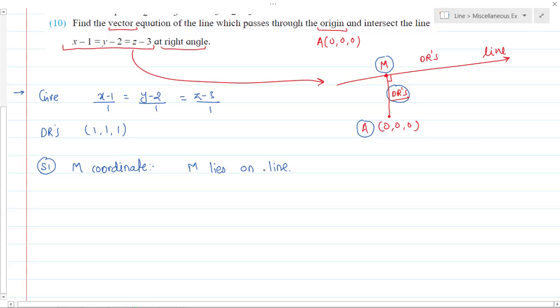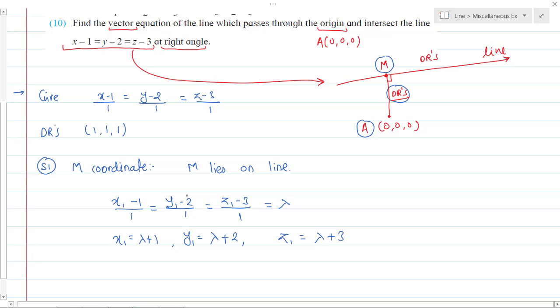therefore it should satisfy the equation of the line. So let's take (x1 minus 1) upon 1 equals (y1 minus 2) upon 1 equals (z1 minus 3) upon 1, equal to lambda. Let's find the values of x1, y1, z1 in terms of lambda. So x1 is lambda plus 1, y1 is lambda plus 2, and z1 is lambda plus 3. This is the coordinate of point M in terms of lambda.